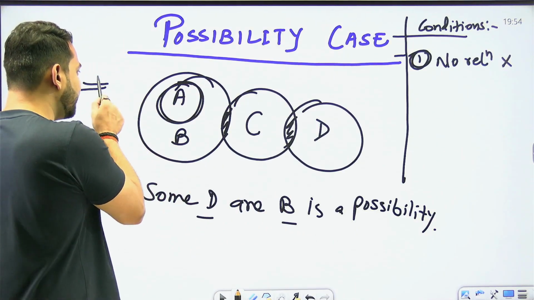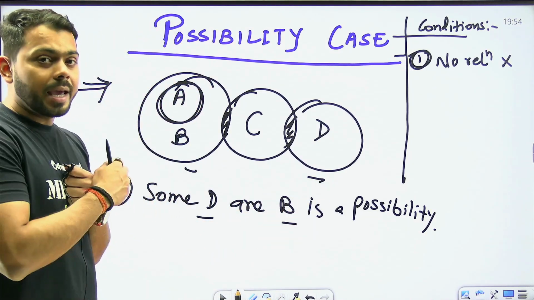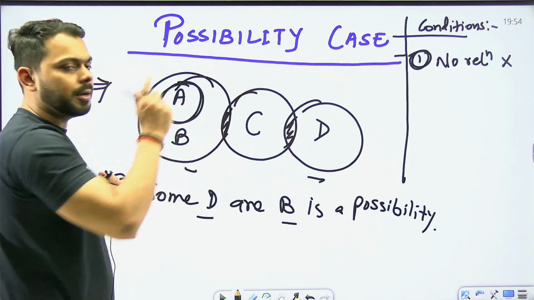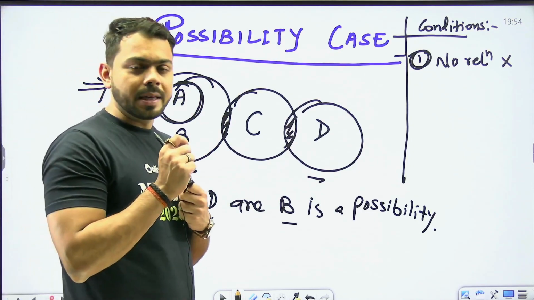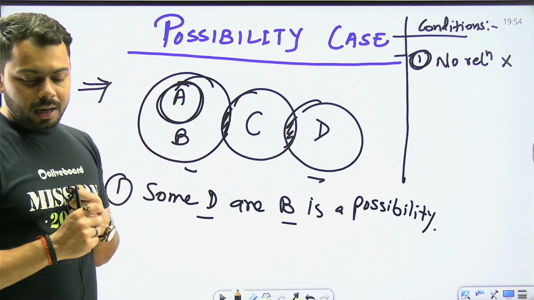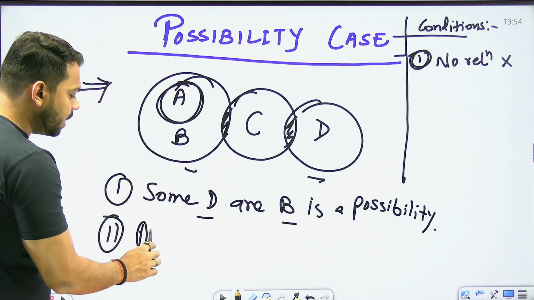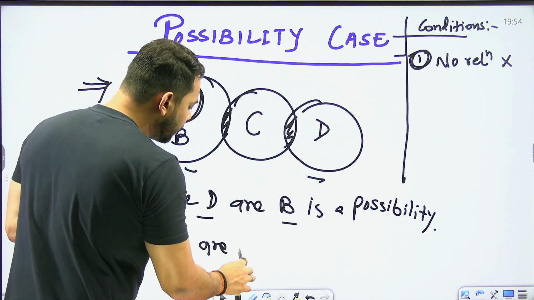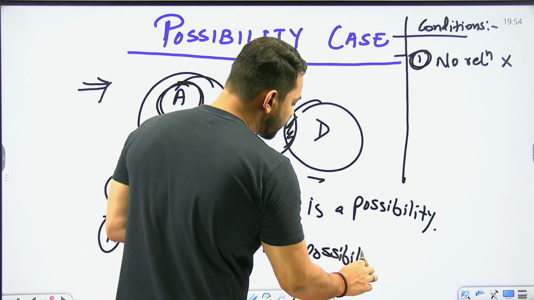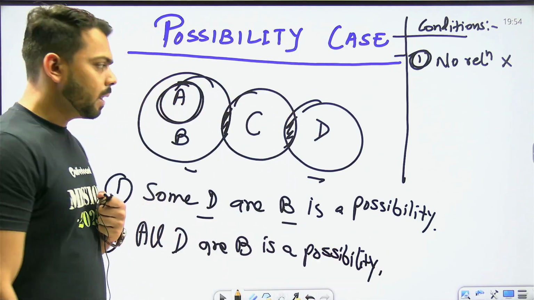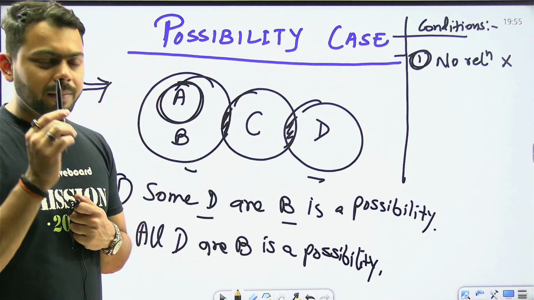In this Venn diagram, the relation between B and D is not defined. We can't draw any definite conclusion about B and D. We can only draw the possibility case, that some D are B is a possibility, or it can also be that all D are B is a possibility. So the first condition is there should not be any relation between the given elements.